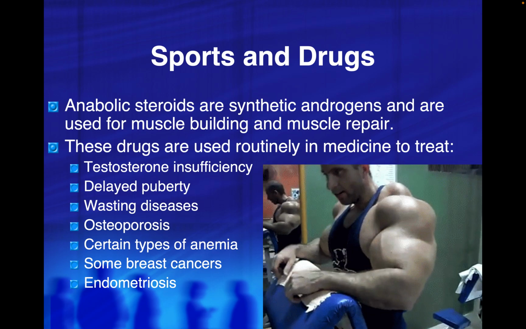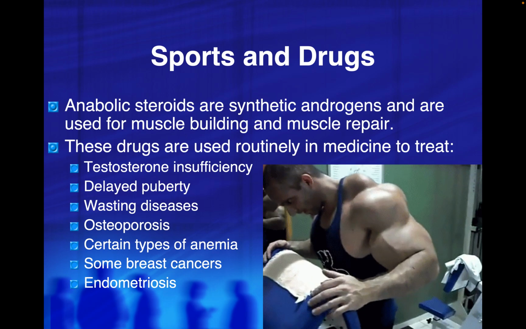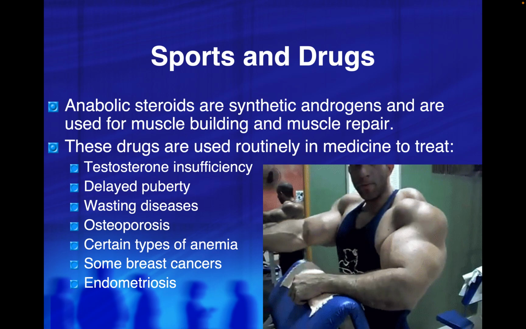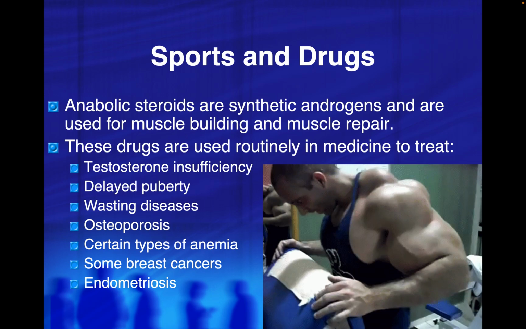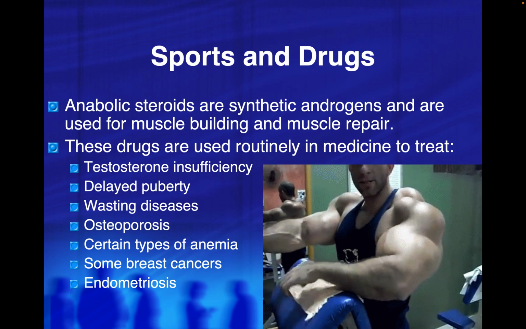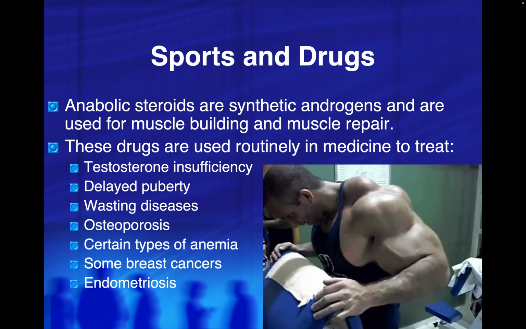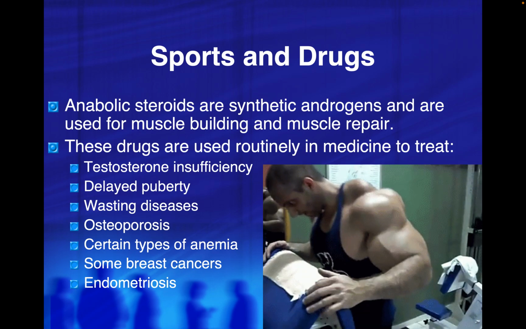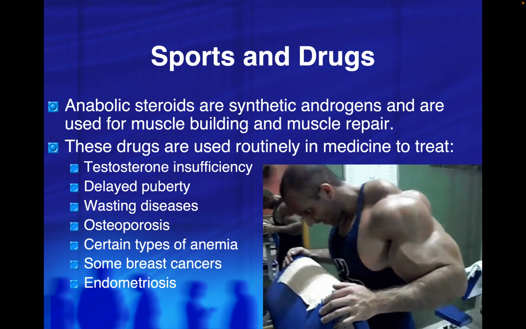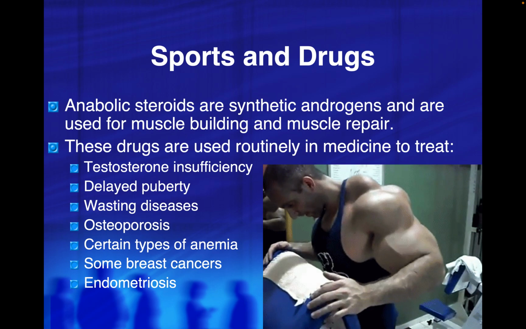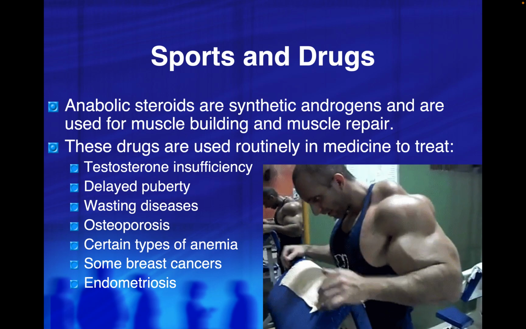Anabolic steroids are synthetic androgens and are used for muscle building and muscle repair. These drugs are used routinely in medicine to treat testosterone insufficiency, delayed puberty, wasting diseases, osteoporosis, certain types of anemia, some breast cancers, and endometriosis. The endometrium, for those of you who are male, is the tissue that is in your uterus. And endometriosis is a hardening of that endometrium.